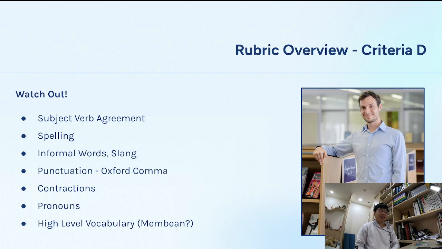All right. Now, here's another overview on criteria D. Some things you just want to look out for: your subject-verb agreement and your spellings. Don't use slang or informal words. You want to remember your punctuation, especially the Oxford comma. Remember, Mr. Bordy is always right, so you have to adhere to his rules. Don't use contractions. Contractions are like can't, shan't, shouldn't.